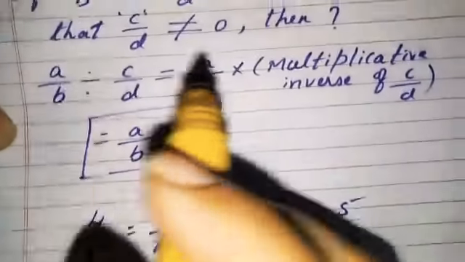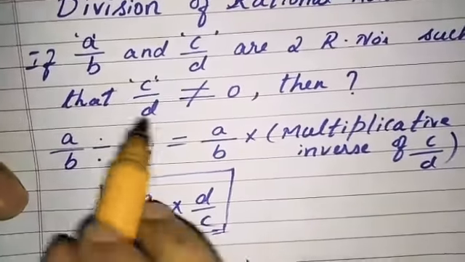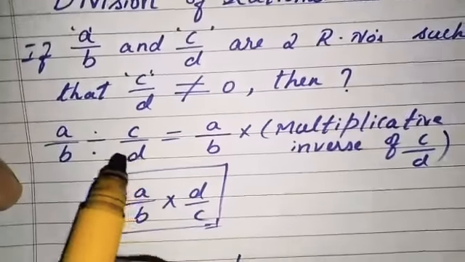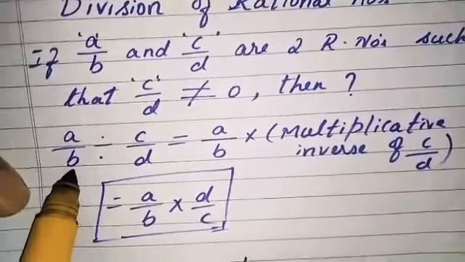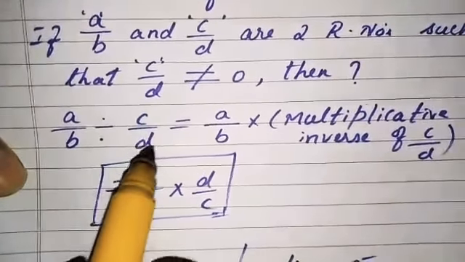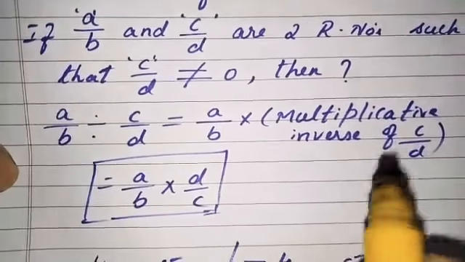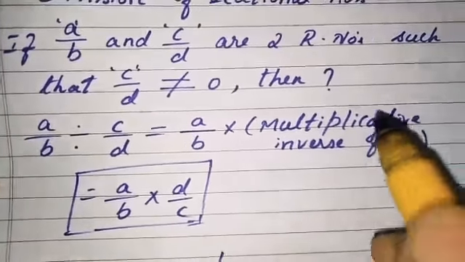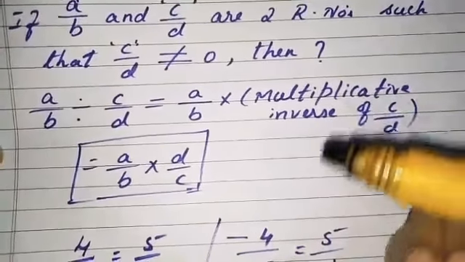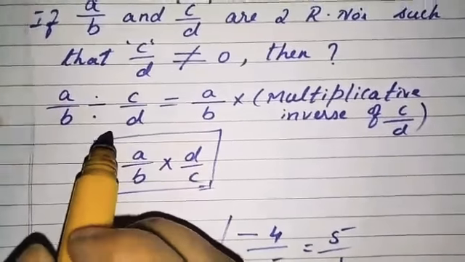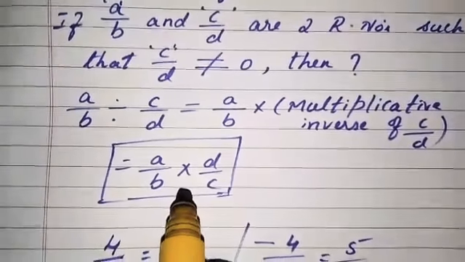That's it. So when we are dividing two rational numbers, the second rational number is called the divisor. C by D here is the divisor. So with A by B divided by C by D, we are just going to reciprocate the divisor. Reciprocating is also called taking the multiplicative inverse. So when we reciprocate C by D as D by C, it is called the multiplicative inverse.